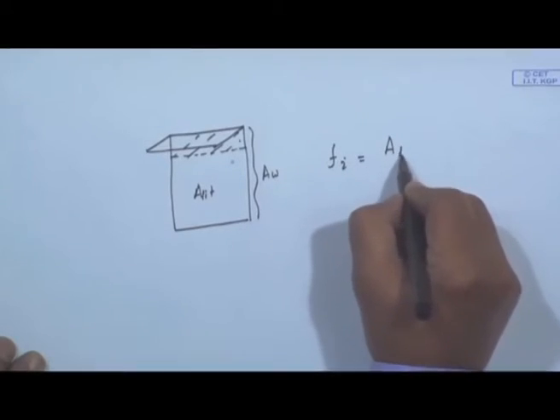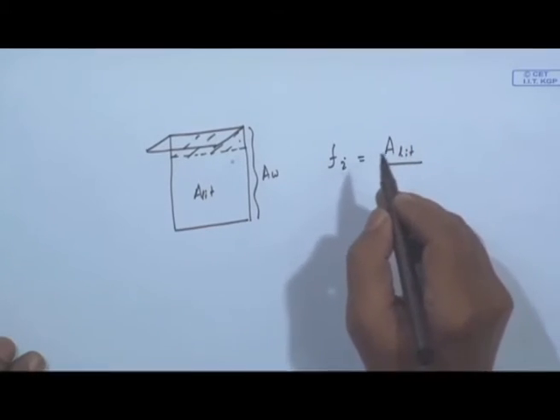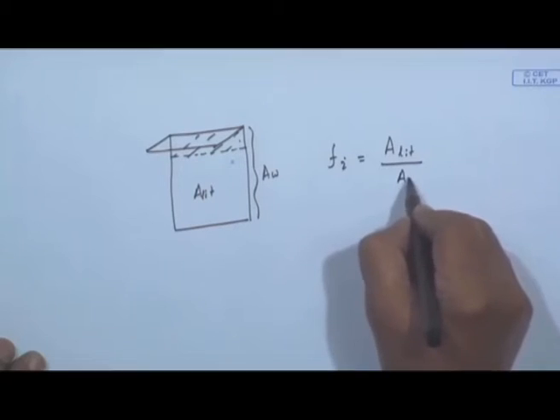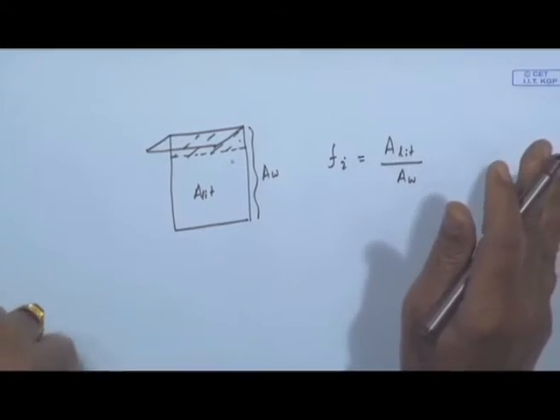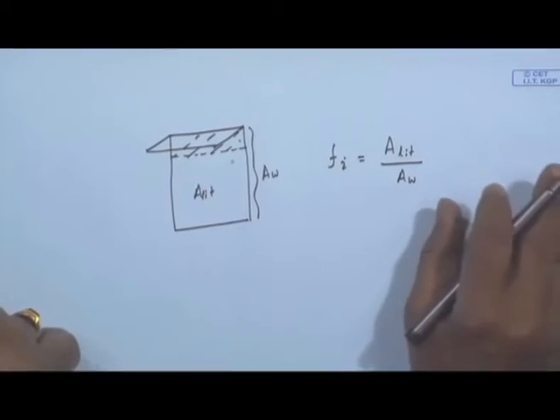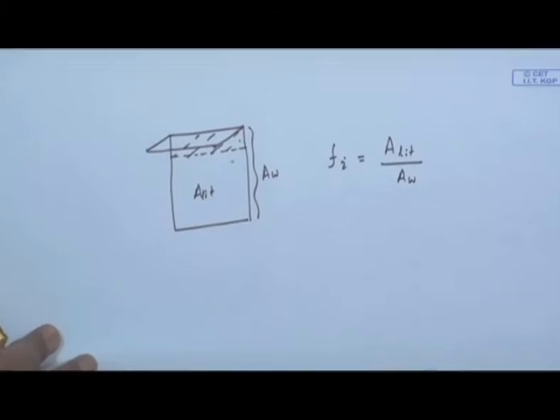A lit, how much of the area of the window receives the solar radiation, divided by the total area. If A lit is 0, Fi is equal to 0, the shading factor is 0 if there is no lit area. If it is completely shadowed, Fi will be 0 and Fi will be equal to 1 if it receives fully.